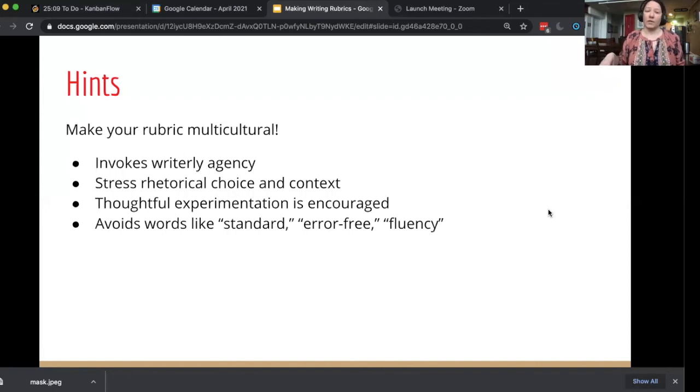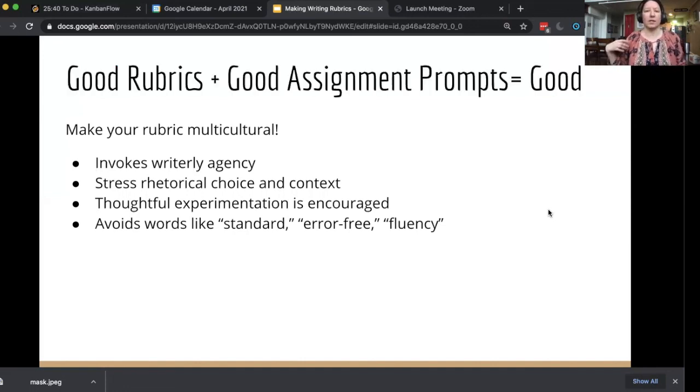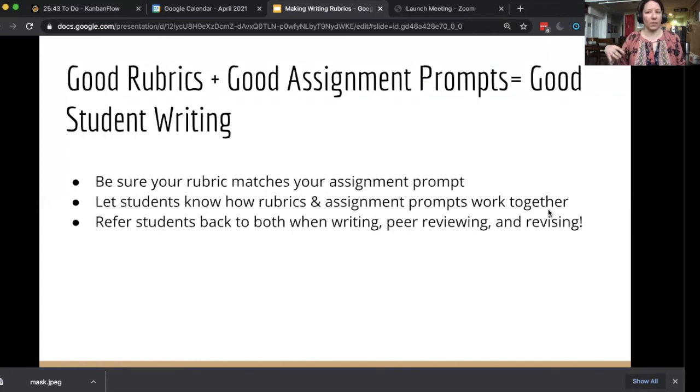Another thing to think about, especially when we get to that grammar and style or mechanics section, is how to make your rubric more multicultural. So you want to really invoke the student's agency here and stress their choice in their own writing and the context that they're writing for. You want to encourage them to be thoughtful, but also experiment with their writing and take risks. So you want to avoid words in your rubric like standard or error-free or fluency. These often come up when we talk about grammar, but they really assume that you have a student with a particular language background.